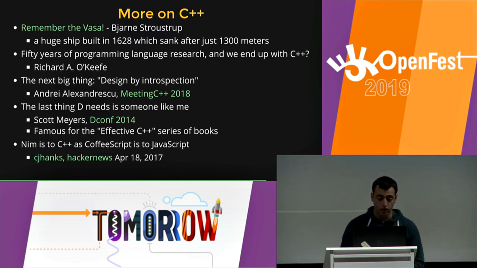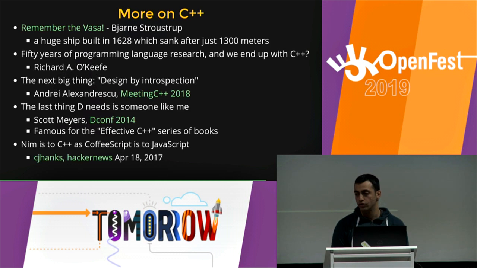And one quote I really like by Scott Meyers is that he was once at a D conference, and the title of his talk was, "The last thing D needs is someone like me," because he used to be in the C++ ecosystem, and he was writing all of these Effective C++ books just to explain how to not shoot yourself that much in the foot. Because C++ is really hard to use, and the goal of languages should be not to be that hard. And Nim can be thought of in comparison to C++ as CoffeeScript is to JavaScript. It's a better language which compiles to the stable platform.